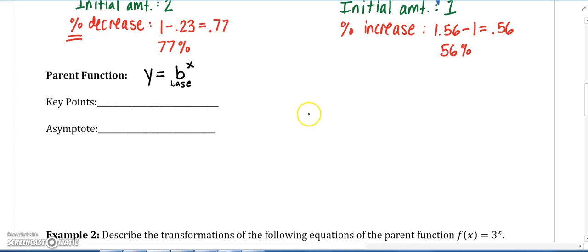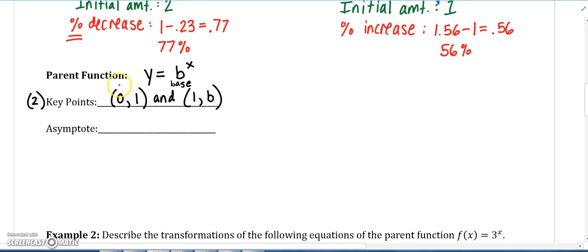But otherwise, there's really just 3 things that we're going to be graphing. We're going to graph 2 key points, and then we're going to graph an asymptote. These graphs have an asymptote. Remember, that's like a line that your graph should never cross. The 2 key points for any exponential function are going to be (0, 1) and (1, b).